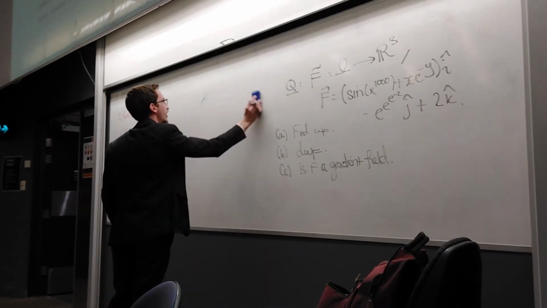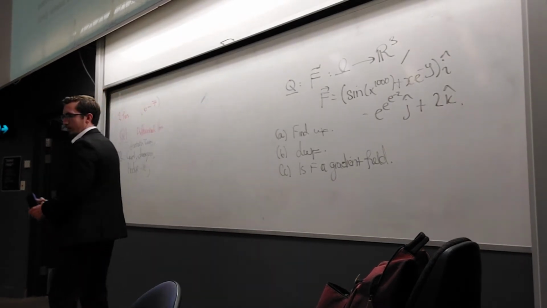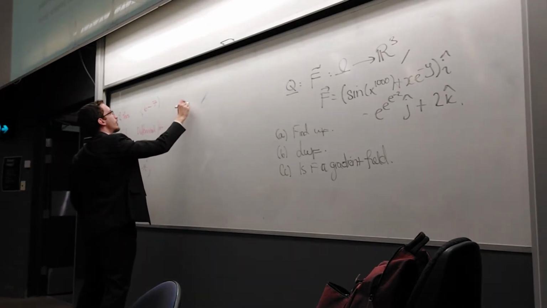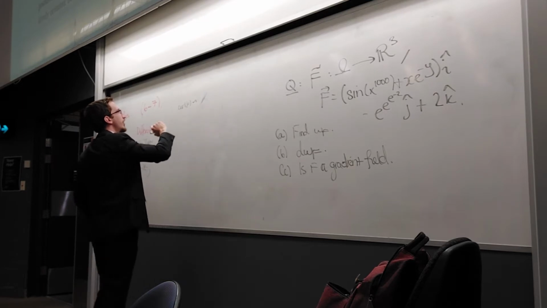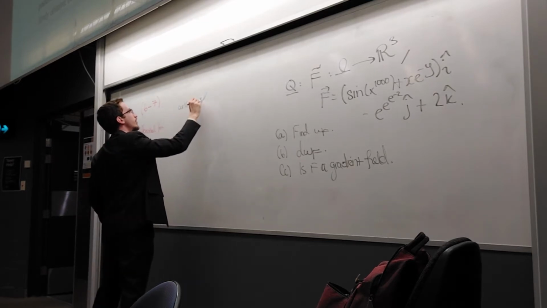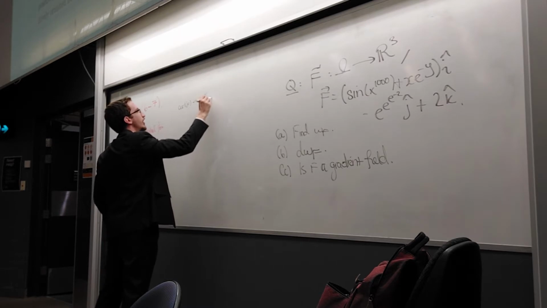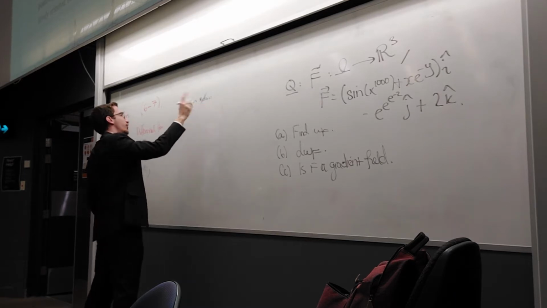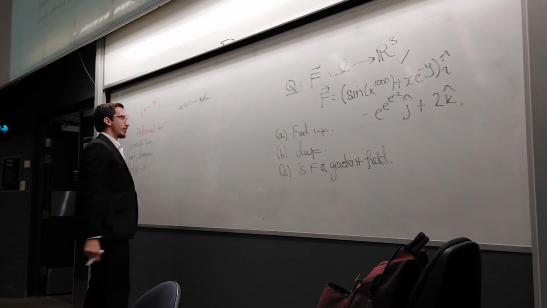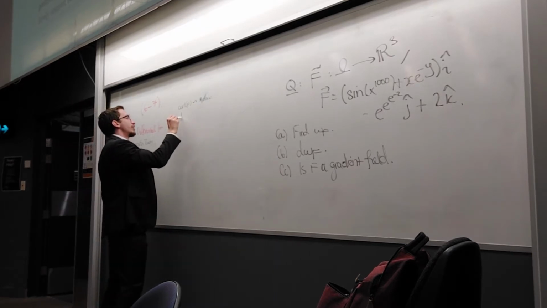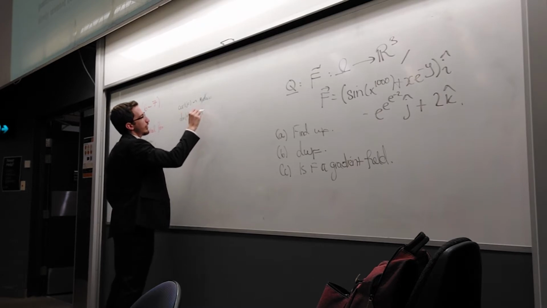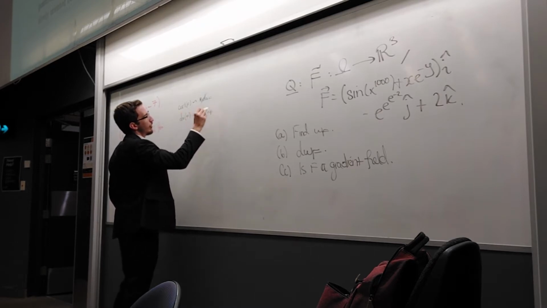Let's remind ourselves, how do I write the curl in terms of forms? The curl of F is the vector field associated to star D omega F. This is a one form. What's D omega F? A two form. Good. What was the divergence? Star D star omega F.